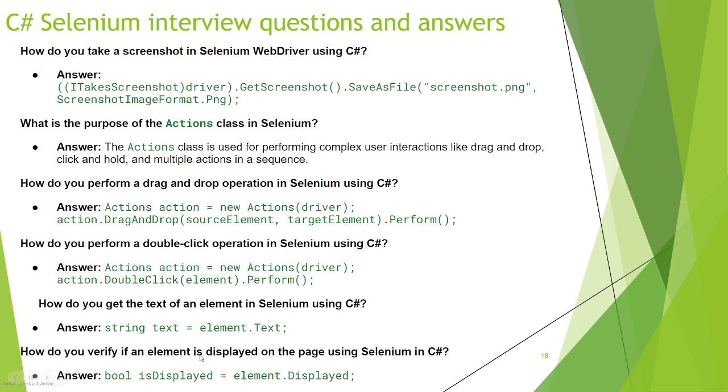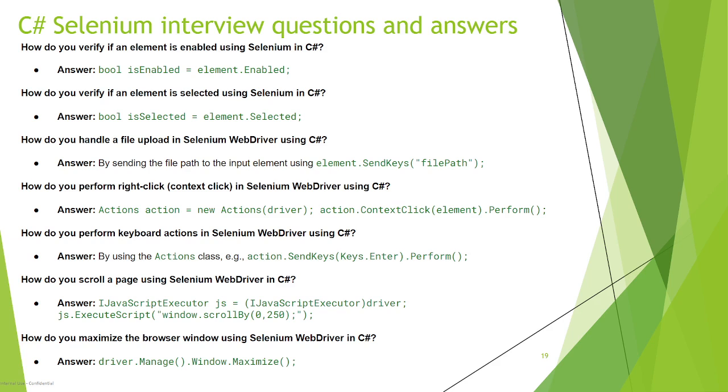How do you verify if an element is displayed on the page using Selenium in C Sharp? You just use the Displayed method, create a Boolean object. Next is how do you verify if an element is enabled using Selenium in C Sharp? Just use the Enabled method. Similarly, for selected, we just need to use the Selected method. How do you handle a file upload in Selenium WebDriver using C Sharp? This is normally done by sending a file path to the input element using element.SendKeys(filePath).